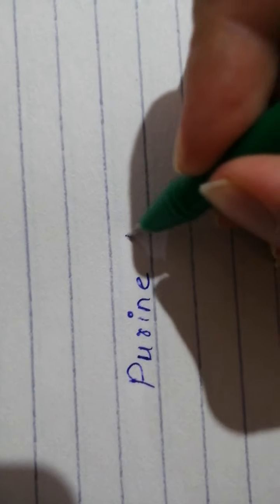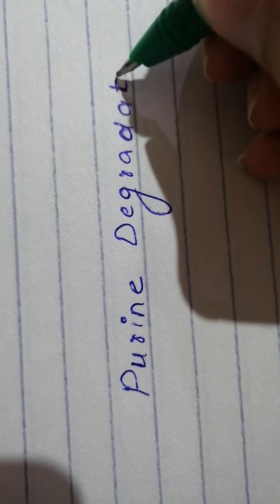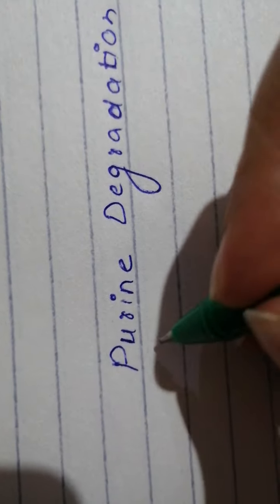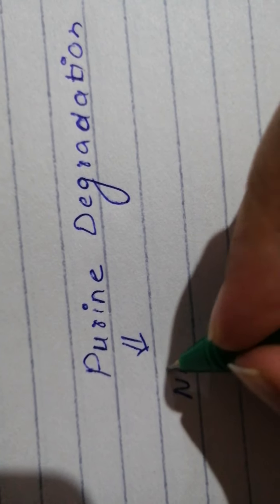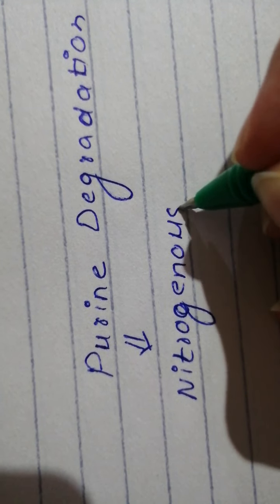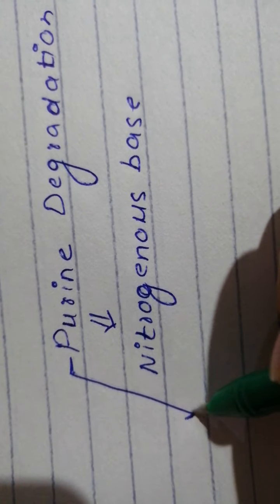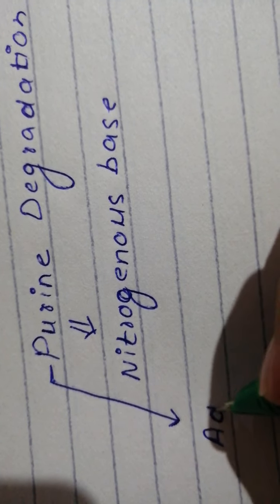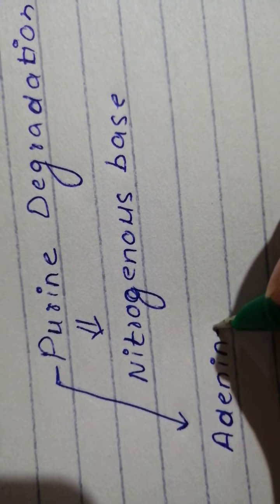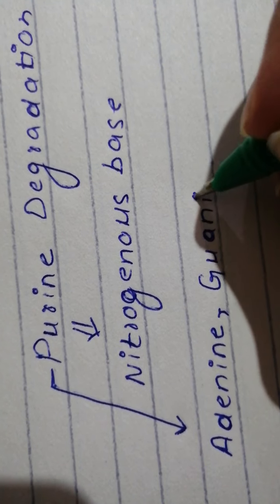Hello everyone, so today we're going to be talking about purine degradation. When we use the term purines, we're talking about the nitrogenous bases with the two rings. In terms of the base, we have adenine and guanine, which are the purine bases. You have to be able to differentiate between the bases, the nucleosides and the nucleotides. So guanine and adenine are basically just the bases.